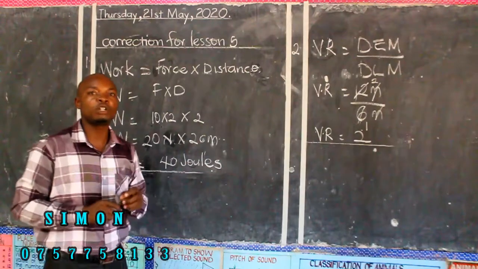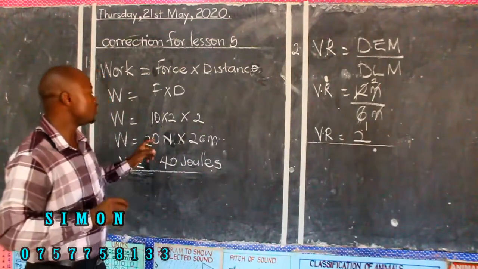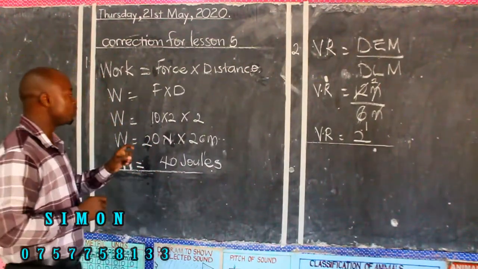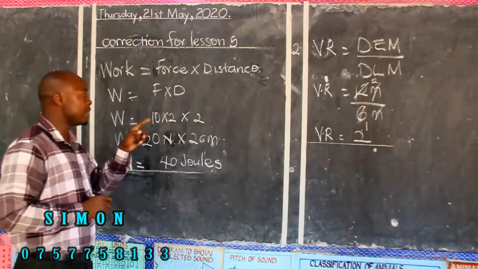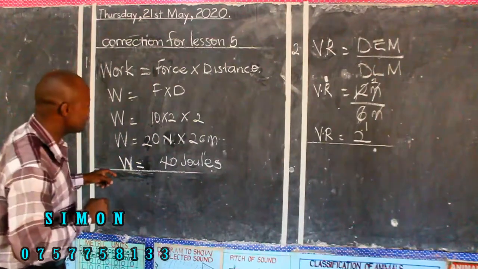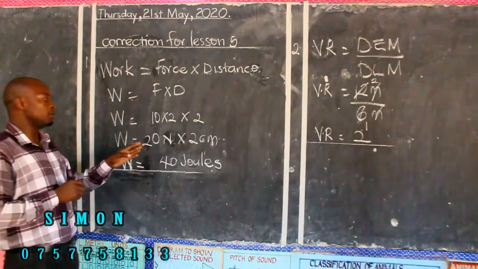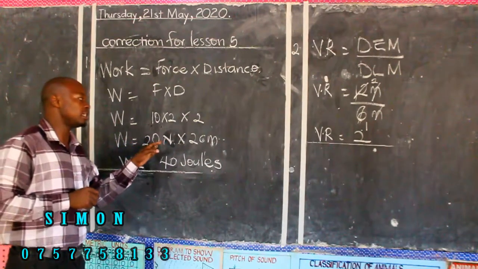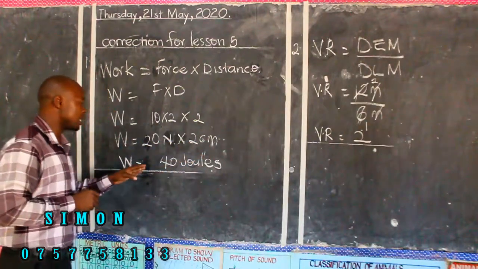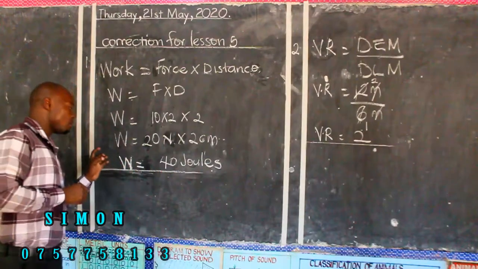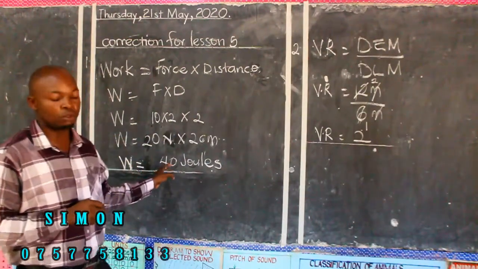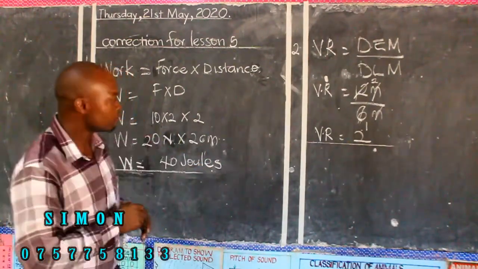you need to change 2 kilograms to newtons. And how do you do that? You multiply the number of kilograms by 10 to change that to newtons. And here when you see, we're going to get 20 newtons times 2 centimeters. And this one will give us 40 joules, meaning work that was done is equal to 40 joules.